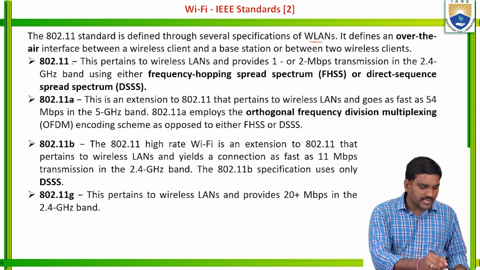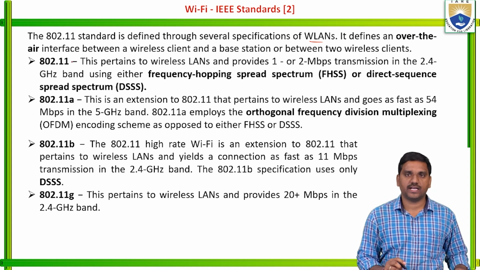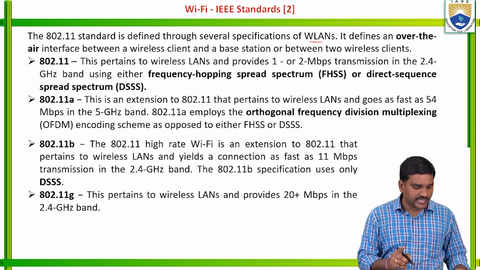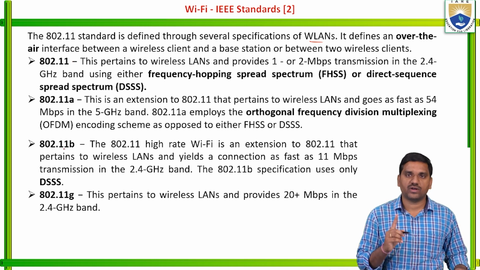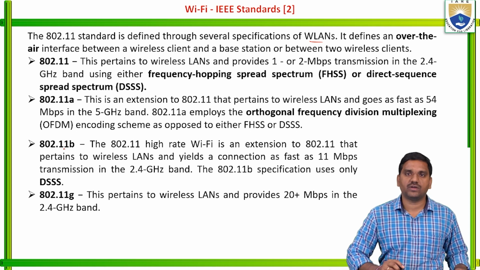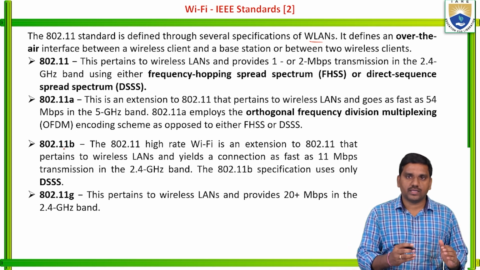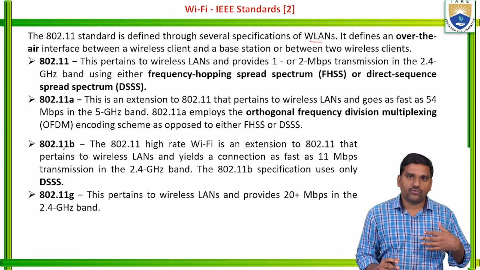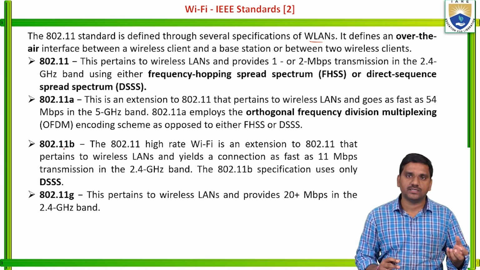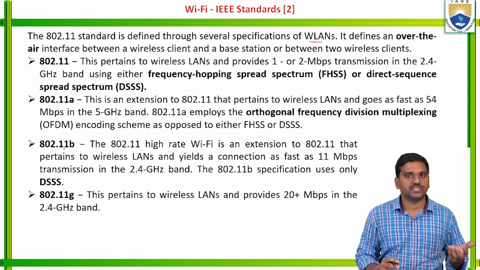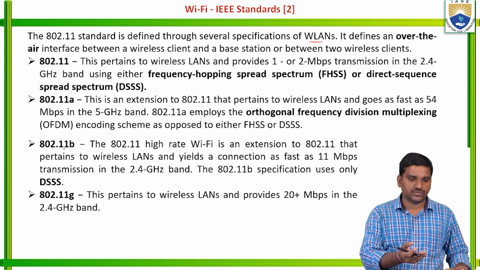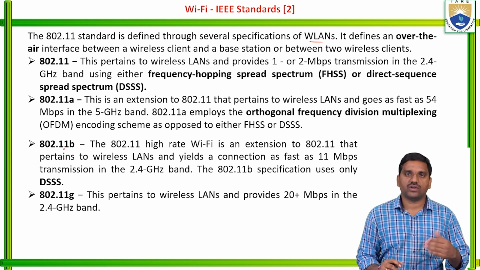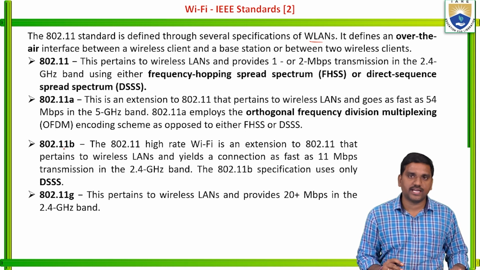Here IEEE 802.11 is the first standard. The second one is 802.11a. The third one is 802.11b. The fourth one is 802.11g. So here we studied four types of IEEE standards, having different protocols, specifications, advantages, disadvantages, and applications. Based on our requirement, we can use IEEE standards from 802.11a to 11g. Let's see the first one, 802.11.